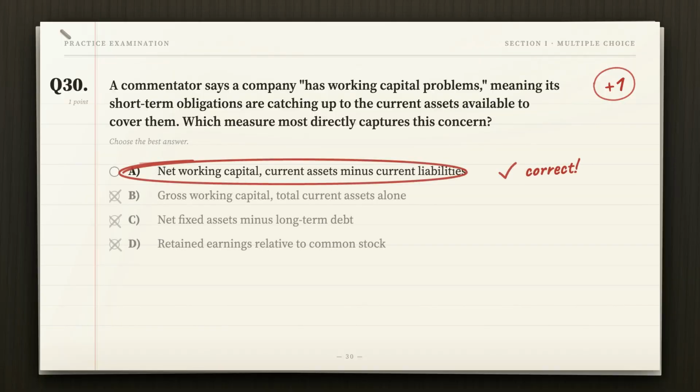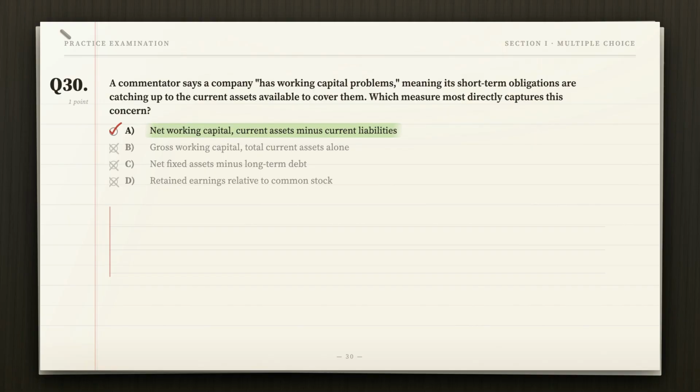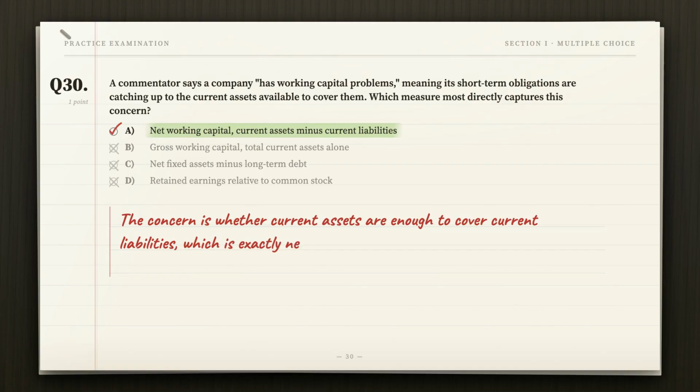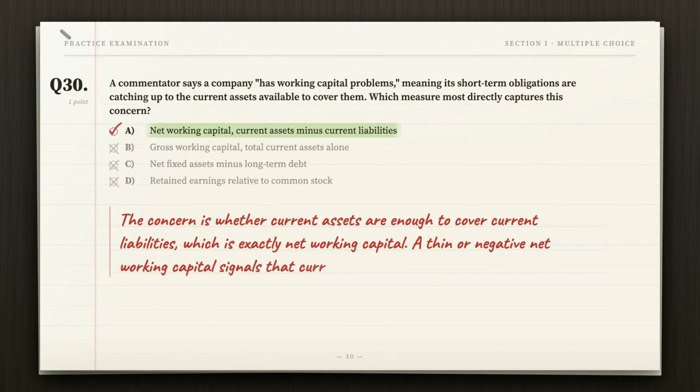The correct answer is A. Net working capital, current assets minus current liabilities. A is correct because the concern is whether current assets are enough to cover current liabilities, which is exactly net working capital. A thin or negative net working capital signals that current liabilities are approaching or exceeding current assets.